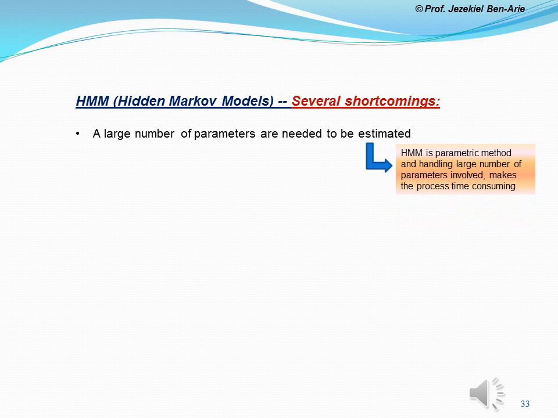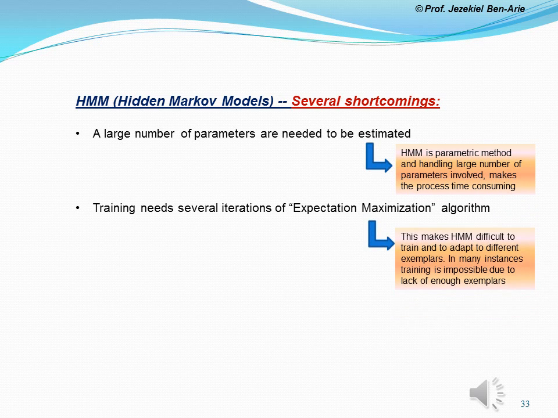Despite being widely used state-of-the-art speech recognition method, hidden Markov models do have several shortcomings. First, a large number of parameters are needed to be estimated for each model. This requires a lot of exemplar data and many iterations of expectation maximization algorithm. This makes HMM very difficult to train and to adapt to different speakers. In many instances, training is impossible due to lack of enough exemplars.